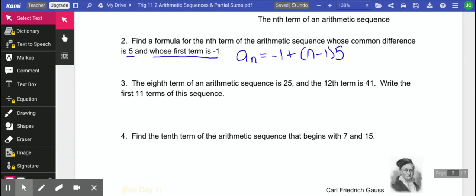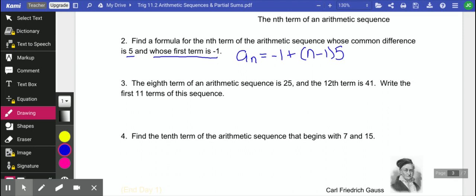All right. The 8th term of an arithmetic sequence is 25, and the 12th term is 41. We want to write the first 11 terms of this sequence. All right. Well, let's see. What do we know so far? We know that the 8th term is 25. Then we have the 9th, 10th, 11th, and the 12th term is 41. So we're going to need to know the common difference. Okay, how are we getting from one to the next?